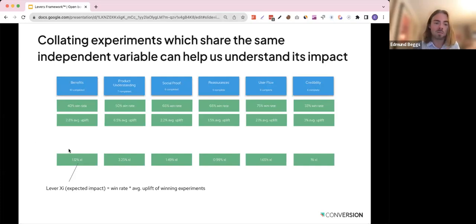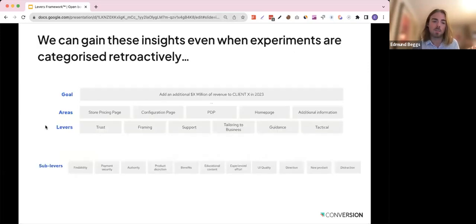And then with one nice metric that merges these, you can multiply the win rate by the average uplift of experiments that win in that category to see the expected impact. And you may see there that product understanding, for example, has a substantially higher expected impact than benefits, despite having fewer experiments run under it, perhaps an underexploited lever and something that you can go on to then prioritize.